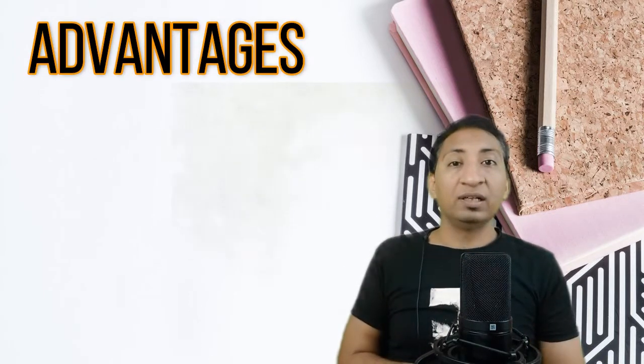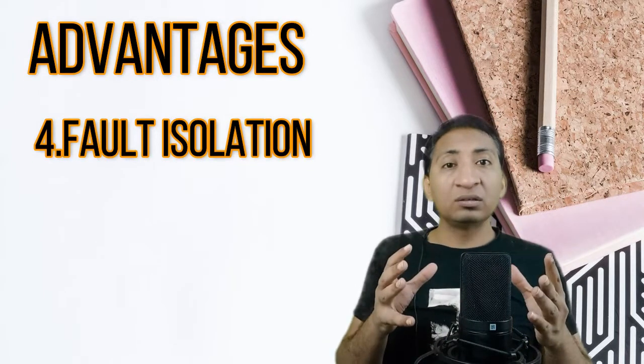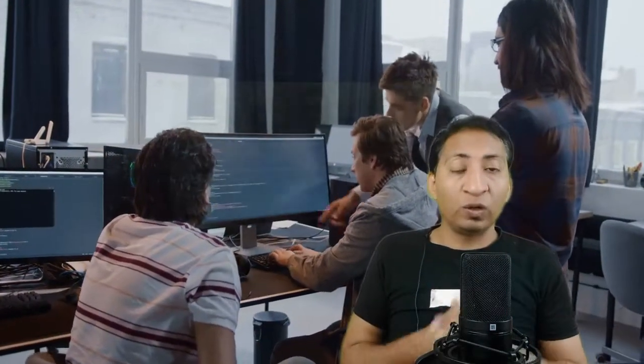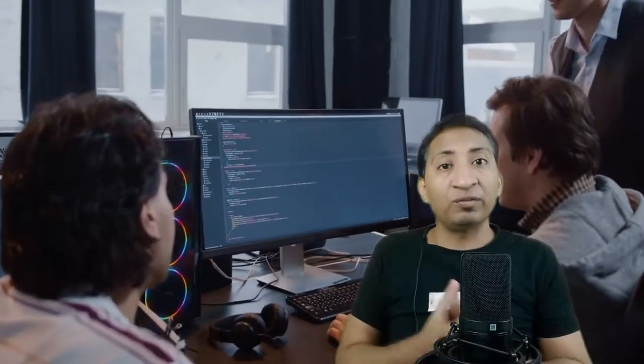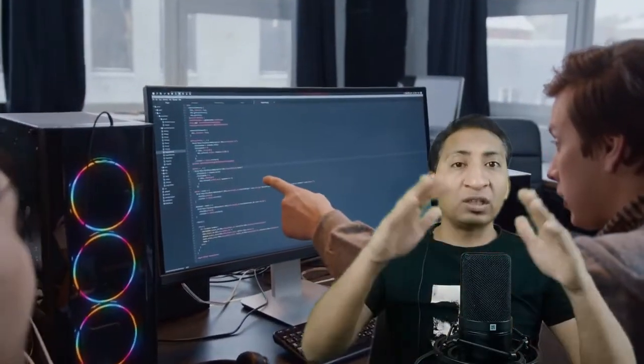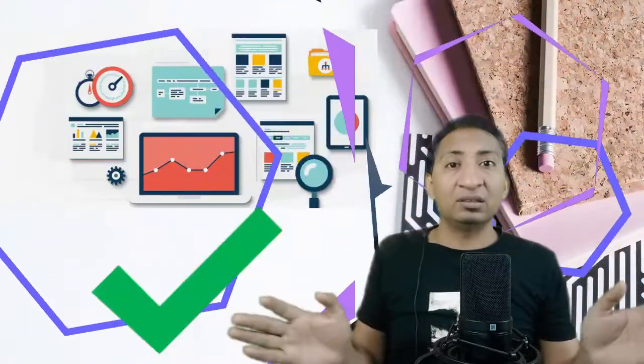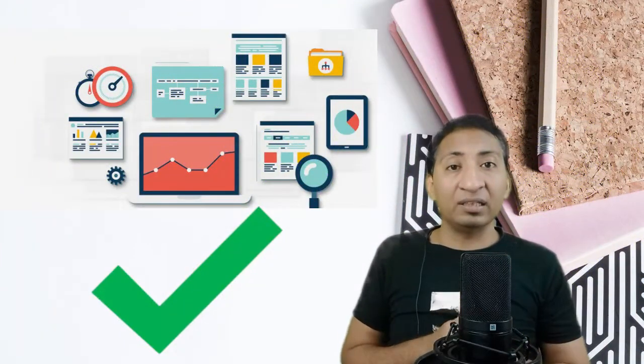The fourth advantage is fault isolation. Suppose one service has some type of issue. What we have to do is just bring down that particular microservice, and all the rest of the services keep working as they are. This is a great benefit, I can say.